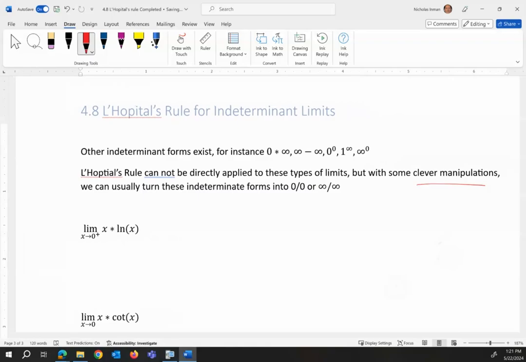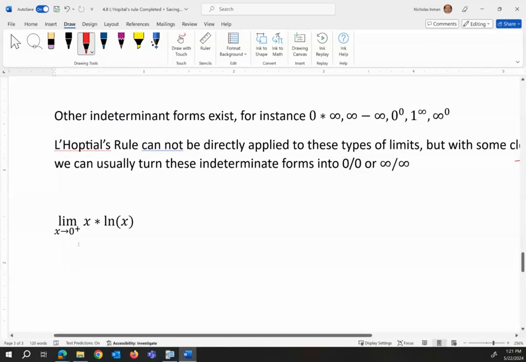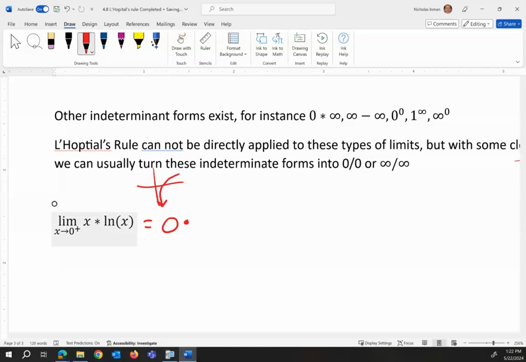For instance, if we try to plug in 0, but only from the right, I hope you know you can't do the natural log of negative numbers. You can't do the natural log of 0 even. But if we plug in a number very, very close to 0, but positive, we'd wind up with 0 times the natural log function. If you graph it, there's a vertical asymptote at 0. So this becomes 0 times negative infinity.